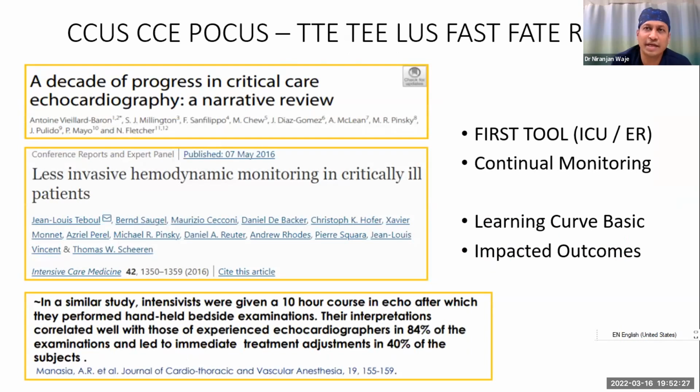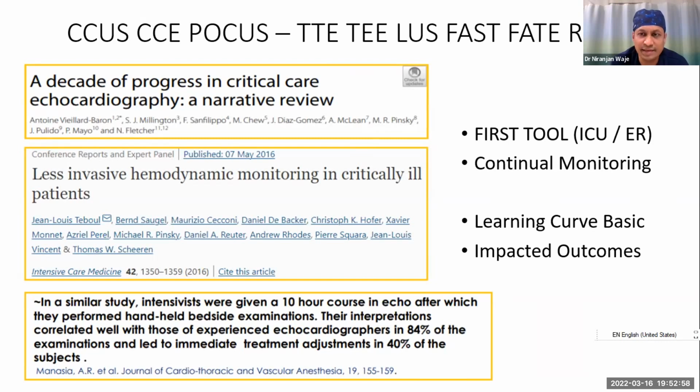So earlier, in hemodynamically challenging, critical situations, the protocol used to be: give fluids, start inotropes, start pressors, and at the end, if nothing works, then you do the echo. But in the current guidelines, in any hemodynamically unstable situation, the first thing you do is an echo. So echo is the first tool, recommended to be used in ICU, ER, and peri-op situations where there's hemodynamic instability.